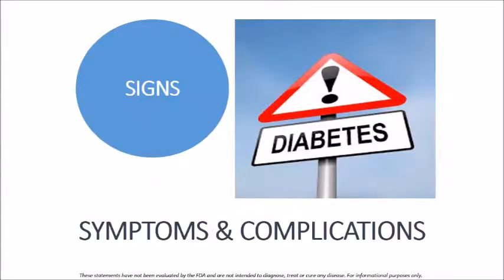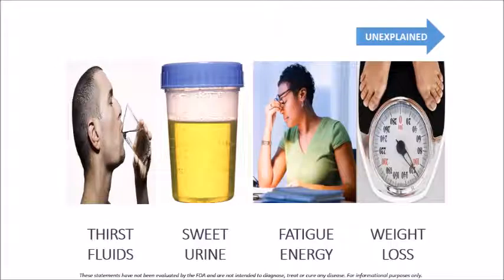So let's take a look at the signs. About 10% of Americans today are diabetic. 1 in 3 has prediabetes. Prediabetes is simply higher than normal blood sugar levels, but not quite high enough to be considered diabetic.